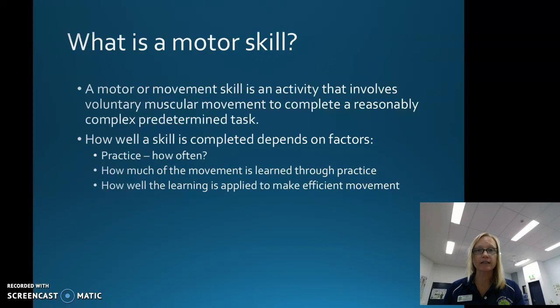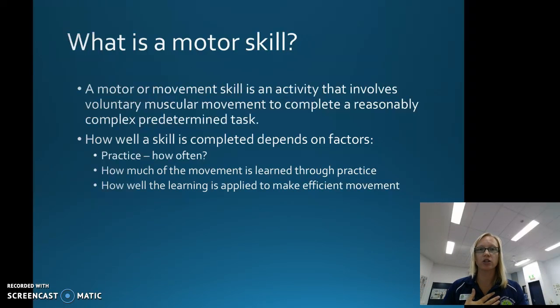So what is a motor skill? Really important. A motor or movement skill is an activity that involves voluntary, that's important, voluntary muscular movement to complete a reasonably complex predetermined task. Now, we do break things down to fundamental motor skills or fundamental movement skills. I'll go through that in the next slide. But voluntary is really important. It's a voluntary muscular movement. It's something that has required the thought process to initiate movement through neural control.